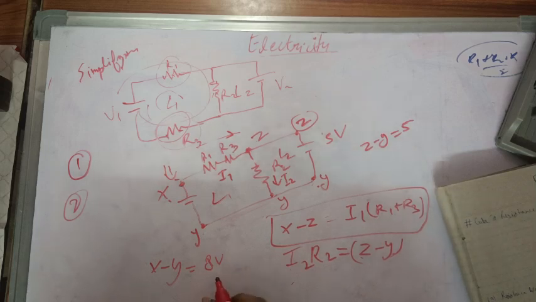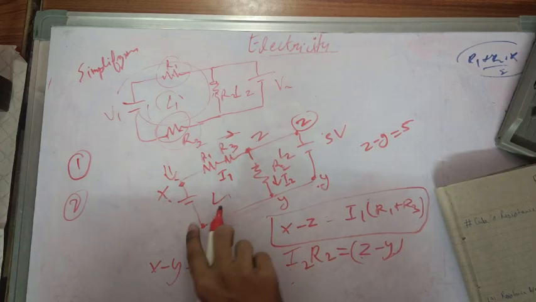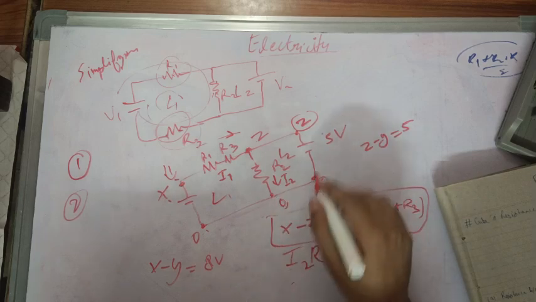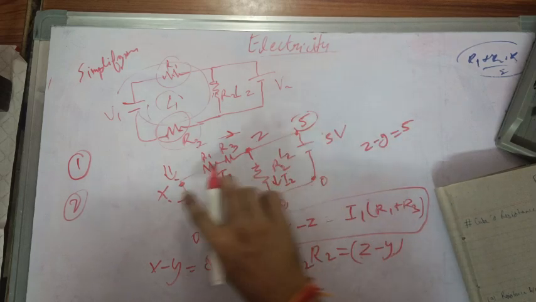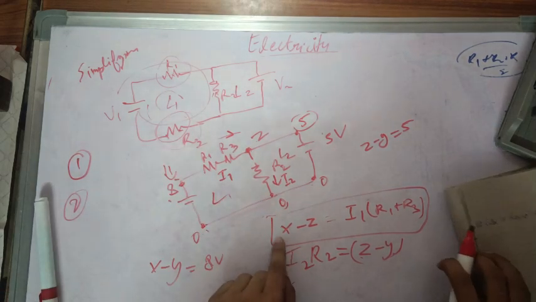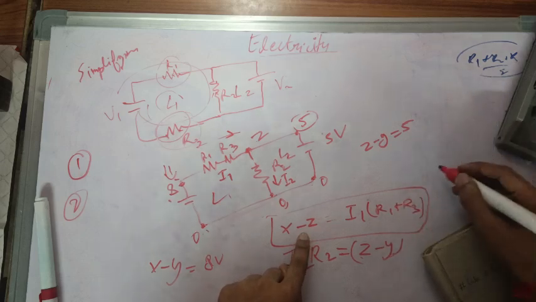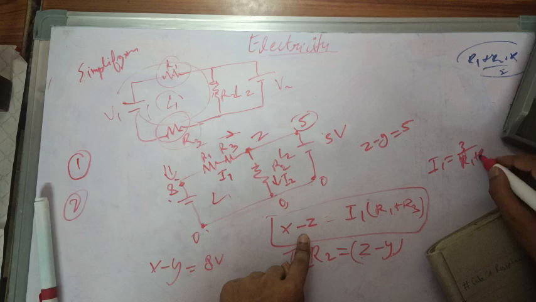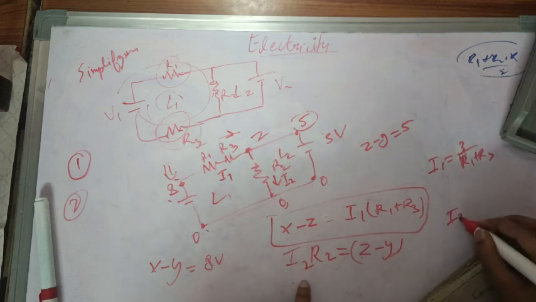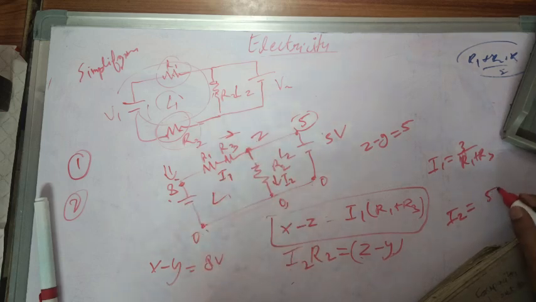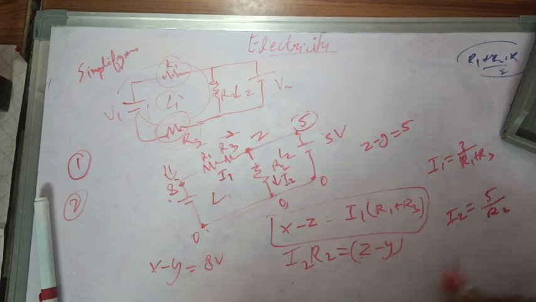Now let's say I can take any value of Y. I can, let's say, take 0 here, 0 here, and then this will become 5 and this will become 8. So this will give 8 minus 5, which is 3. So I1 will become 3 over (R1 plus R3), and this I2 will become Z minus Y, which is 5 minus 0, so 5 by R2.